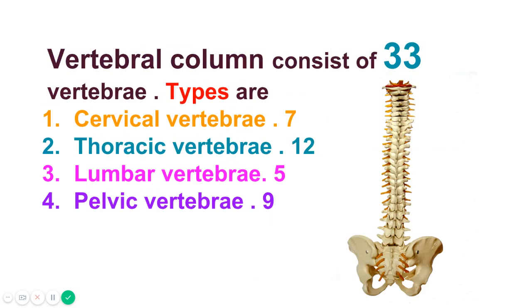Students, vertebral column consists of 33 vertebrae. Their types are cervical vertebrae, which are 7 in number, thoracic vertebrae, which are 12 in number, lumbar vertebrae, which are 5 in number, and pelvic vertebrae, which are 9 in number.